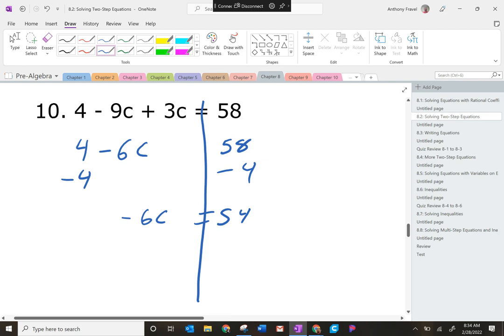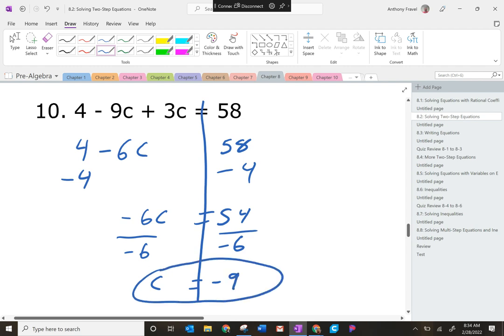Now I want to get my c all by itself. I'm done with my step 1. My step 2 is going to be multiply or divide to get the variable by itself. So if this has a negative 6 in front of it, I'm going to divide by negative 6. And math is fair, so whatever I did to the left-hand side, I do it to the right-hand side. I divided both sides by negative 6, and I get c equals negative 9. And that's my final answer.